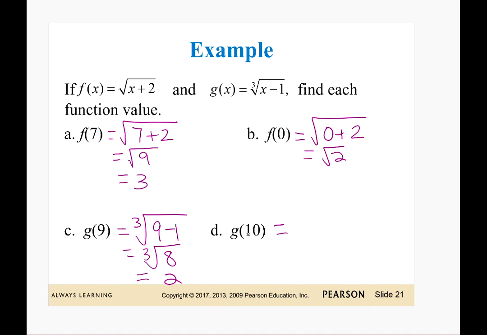All right, g again, but we're going to plug in 10 this time. So the cube root of 10 minus 1, and that is the cube root of 9. Now 9 is not a perfect cube. So we're just going to leave it just like that because we cannot do anything with it right now.